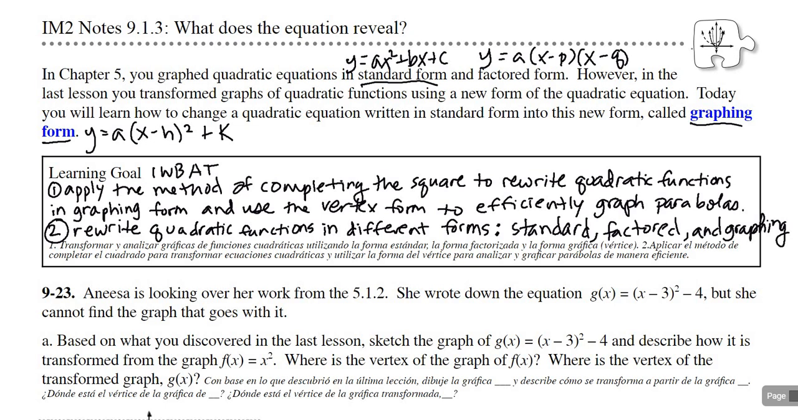Now throughout these notes I will use the phrases graphing form and vertex form interchangeably. The most important learning goal today is number 2, that you'll be able to rewrite quadratic functions in different forms. Completing the square is one way we can do it, but we'll also have to be able to go in other directions.